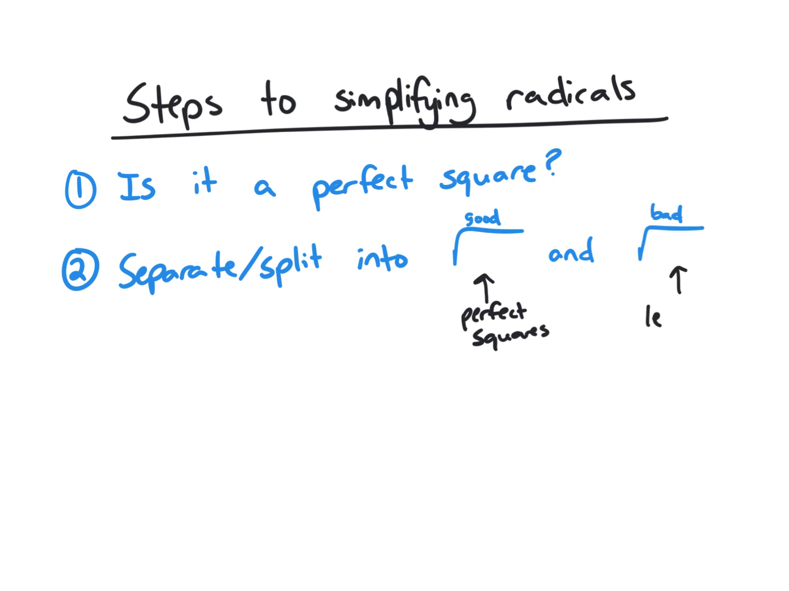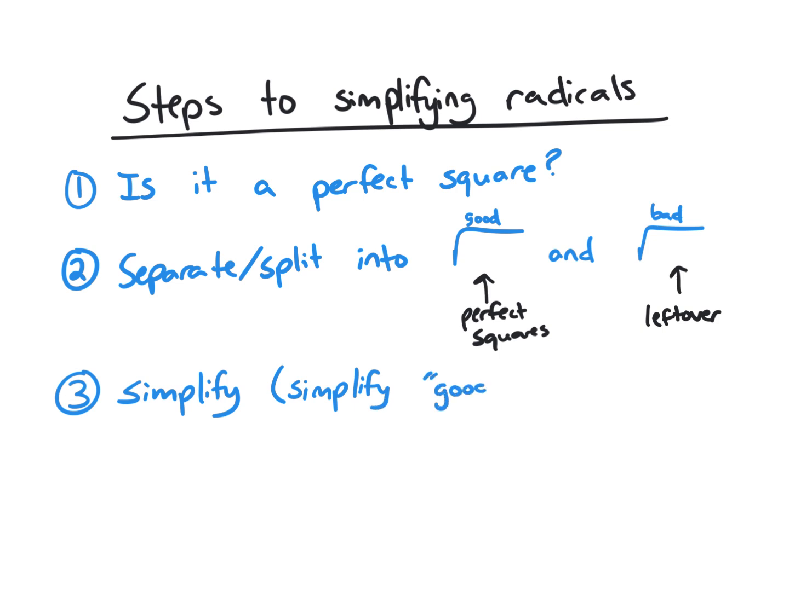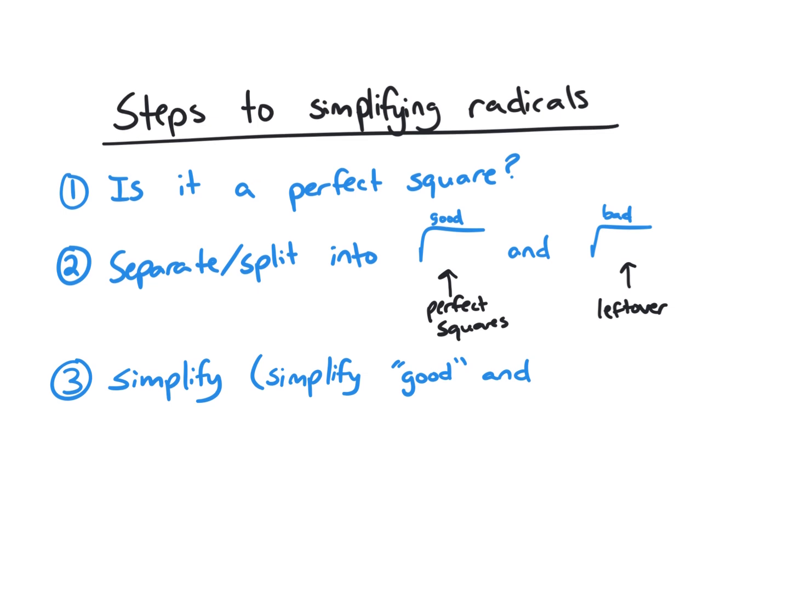Not a perfect square, it's what's left over. So that's your step 2. And then what do you think step 3 is? Simplify. Yep. Step 3 is to simplify. And again, what I mean by that, simplify the good radical. And what did we do with the bad? We kept the bad. Keep bad. Okay. Those are the 3 steps to simplifying radicals.